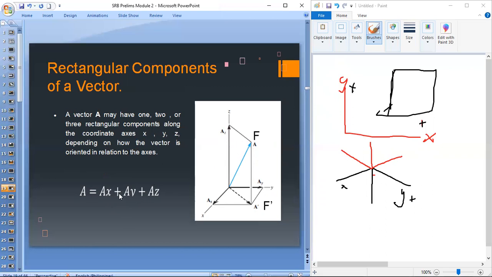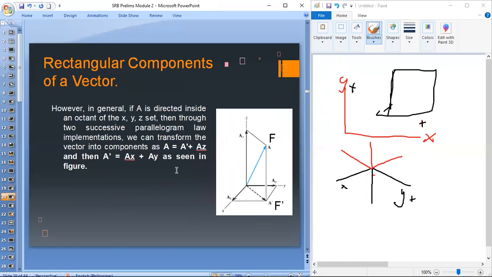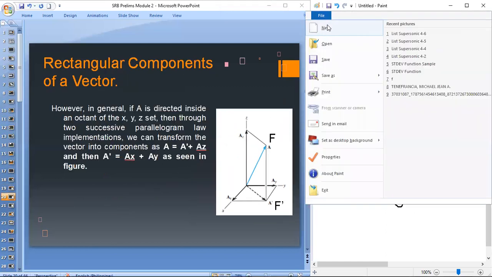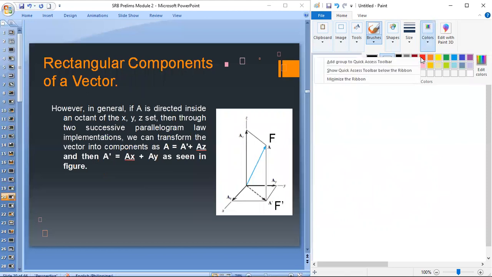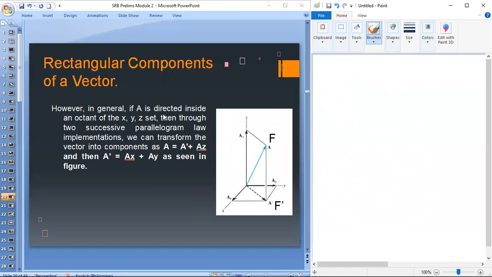Okay, so sabi dito na AX plus AY plus AZ is equals to your magnitude A, or vector A, since may direction siya. However, in general, if A is directed inside an octant of the XYZ set, then true to successive parallelogram law implementation, we can transform the vector into components as A is equals to A prime plus AZ, and the figure A prime equals to AX plus AY as seen in the figure.